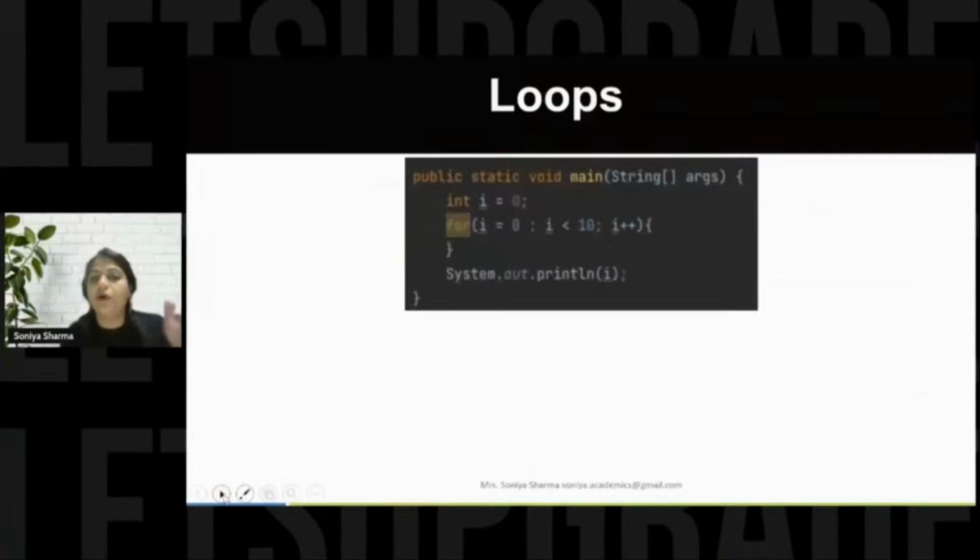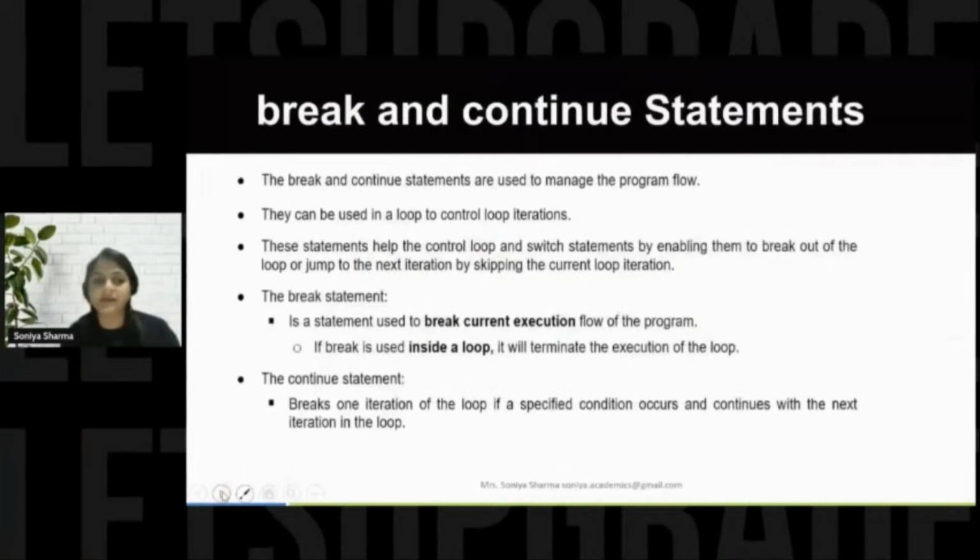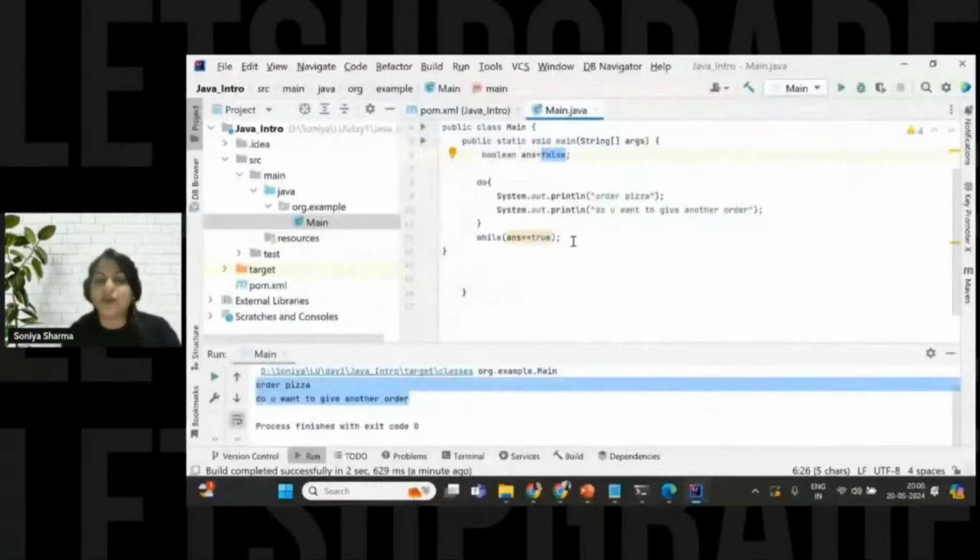Okay, the for loop, while loop, and do while loop, I guess this has been clear. Break and continue. Let's say we'll do a program of prime number.